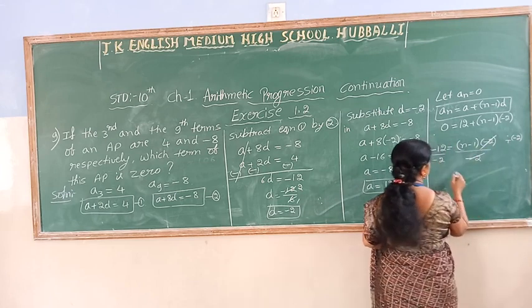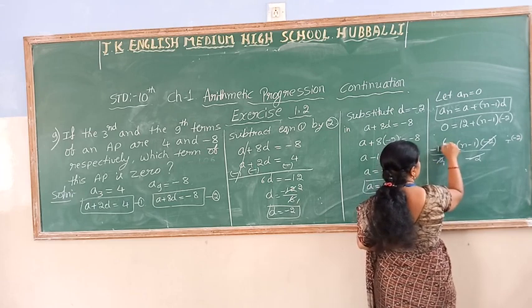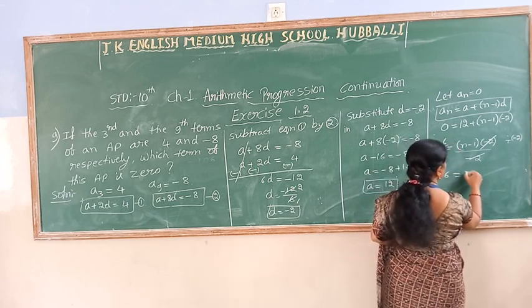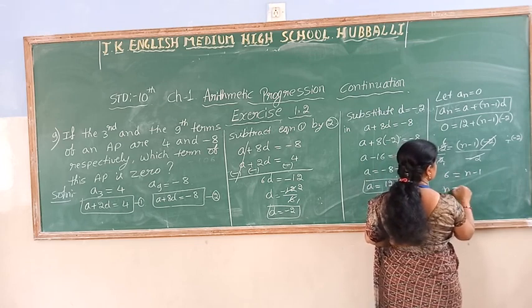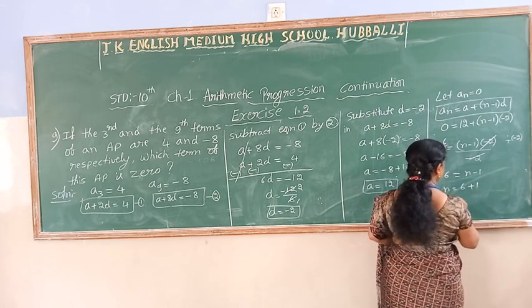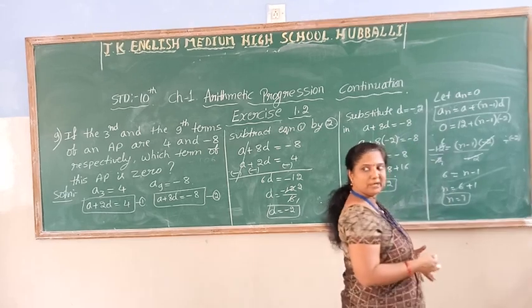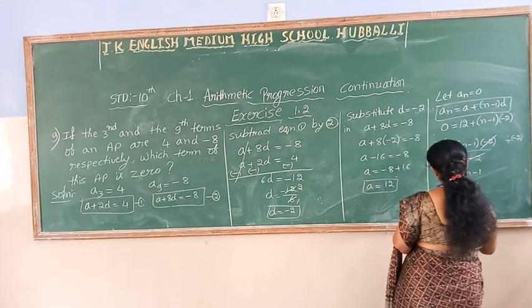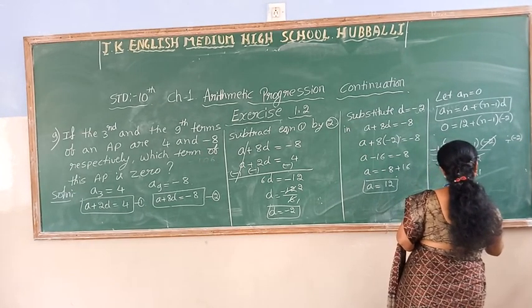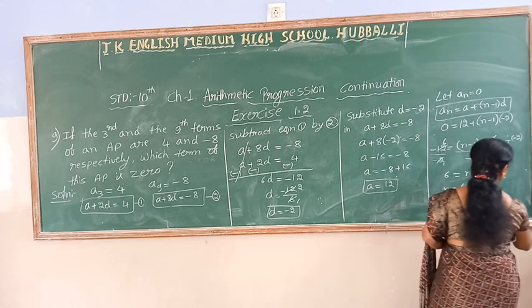Minus 2 and minus 2 will cancel. Minus divided by minus is plus. 2 ones are 2, 2 sixes are 12. 6 is equal to n minus 1. Minus 1 if it comes to this side it becomes plus. So n value is 7. So I got the value of n as a whole number. Therefore, the 7th term of this AP is 0.